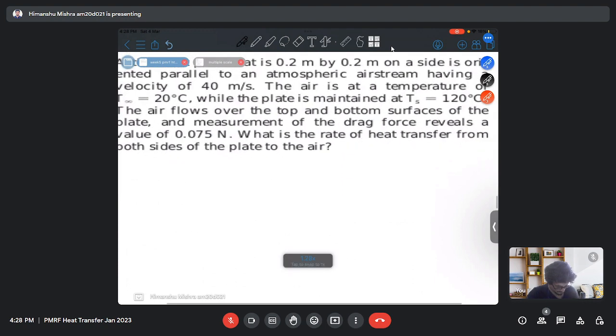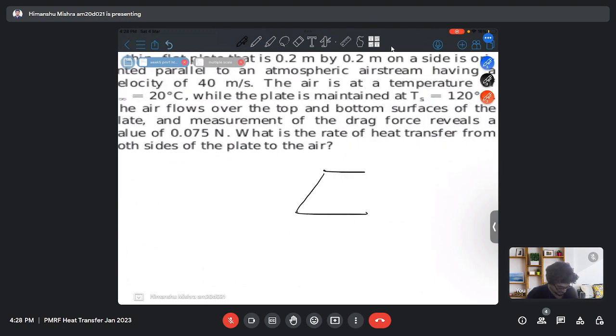So we are given a plate here, and there is an inflow coming from the left-hand side. My velocity of incoming air is 40 meter per second, and my temperature of air is 20 degrees Celsius.